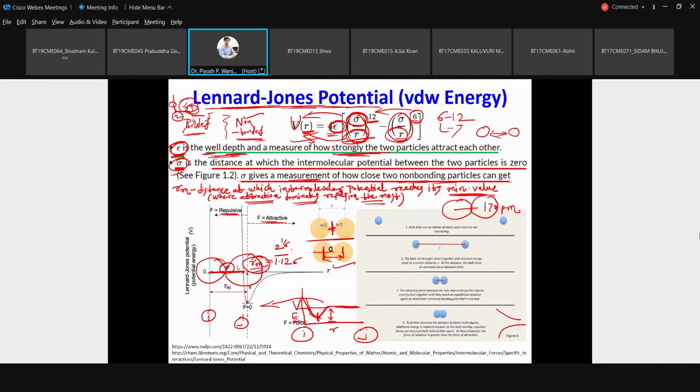But if you want to talk about the equilibrium position, at the equilibrium position both of the particles will stay slightly away from each other. So when you want to represent the equilibrium position, some slight difference will be there, as per how this model works out.